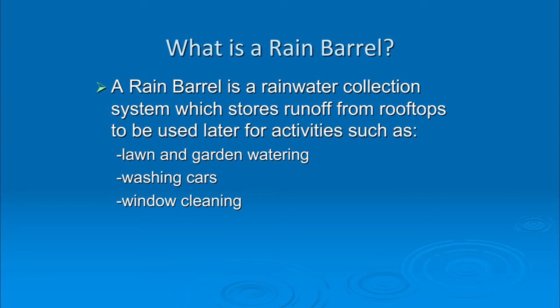All right, so what is a rain barrel? A rain barrel is a rainwater collection system which stores roof runoff water to be used for other activities. It could be used for washing your car, cleaning your windows, or watering your lawn, and most likely used for watering your garden or your flower beds.